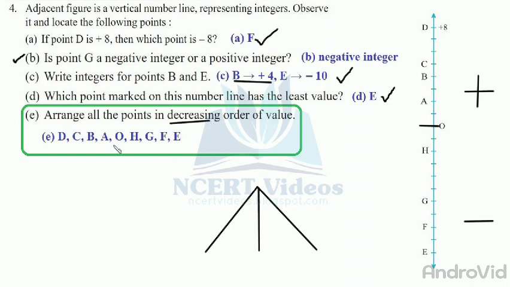That is, first of all we will take the highest point. So D obviously has the highest value, then C, then B, then A, then this O, that is origin, having 0, and on the negative side H, and we have G, then F, and then last E. So this is how we will represent it in decreasing order. This was your question 4.